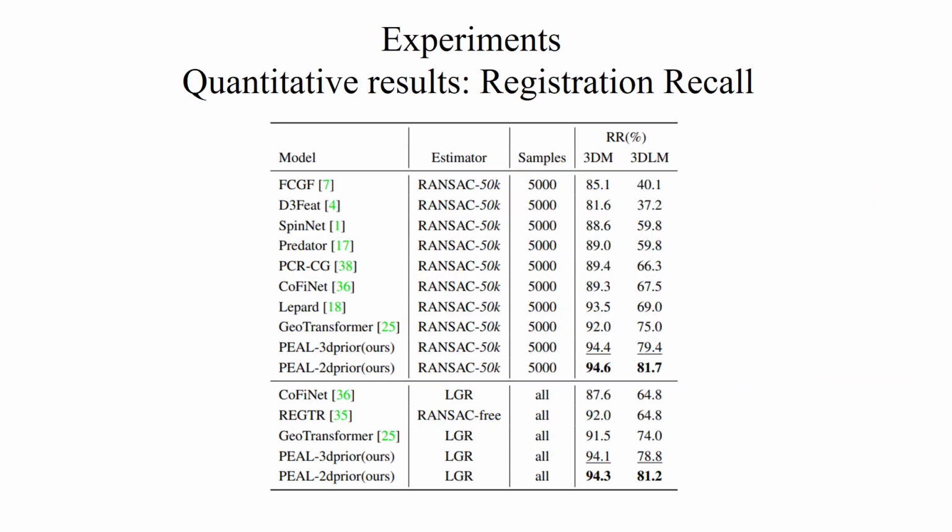We build our methods upon GeoTransformer. We introduce two models depending on the methods of obtaining prior. Here we show the evaluation results on the 3DMatch and 3DLoMatch benchmarks. Similar to our baseline method GeoTransformer, we evaluate our method using RANSAC estimator and LGR estimator. As shown in the table, the two models of ours both achieve significant improvement in registration recall on both 3DMatch and 3DLoMatch.